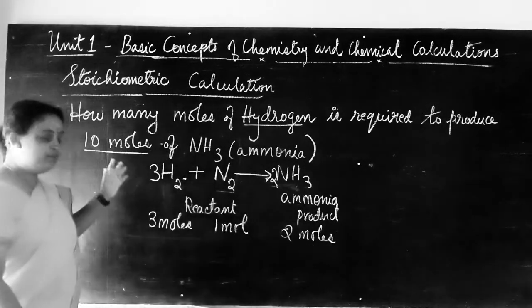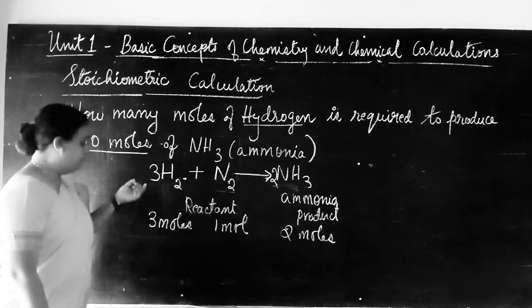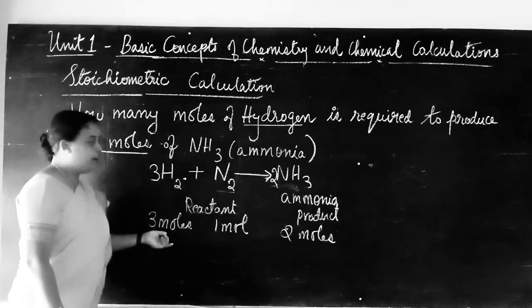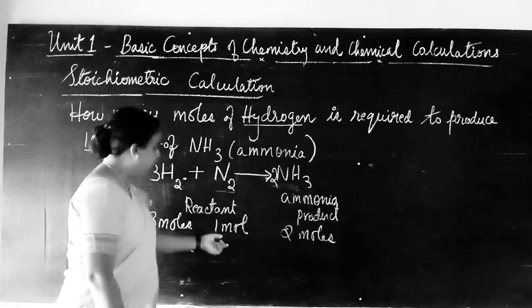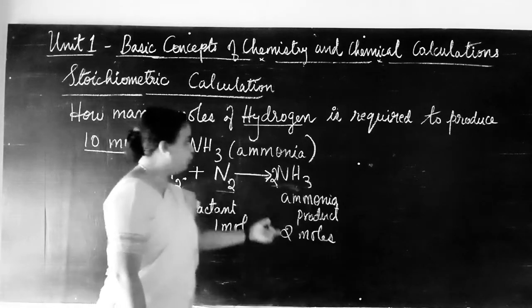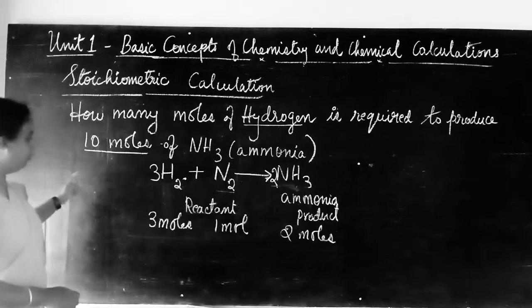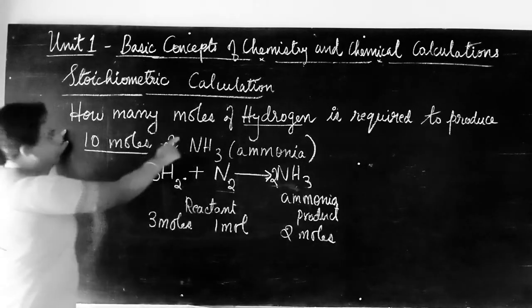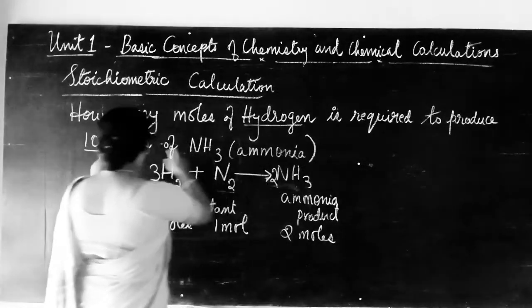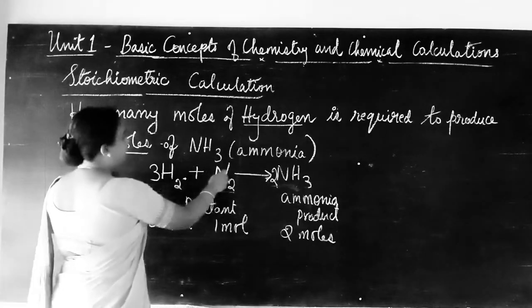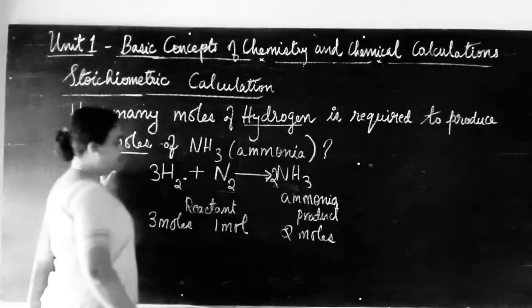So from this, in terms of moles, how can we conclude? We can tell that 3 moles of hydrogen react with 1 mole of nitrogen to give 2 moles of ammonia. Got it? Now the question is, how many moles of hydrogen is required to produce 10 moles of ammonia? So that is the question.